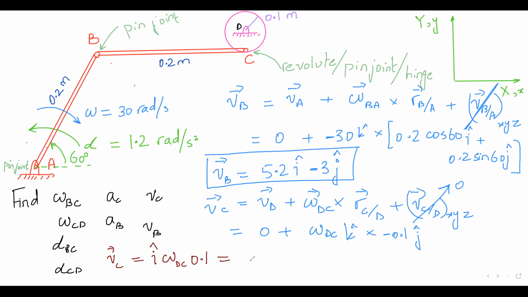Okay. VC equal to VB. What was VB? 5.2 I minus, plus VC equal to VB plus omega BC or CB, whatever, cross position of C with respect to B, plus 0.